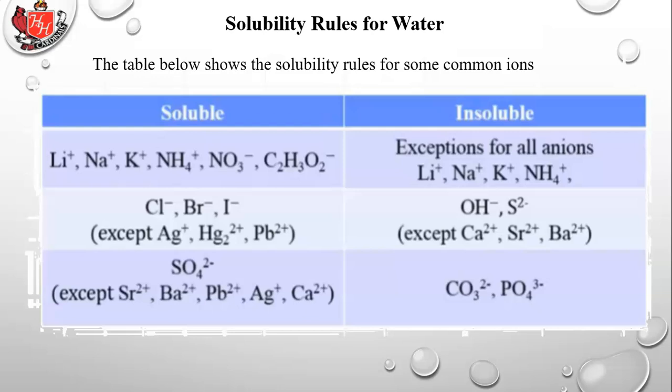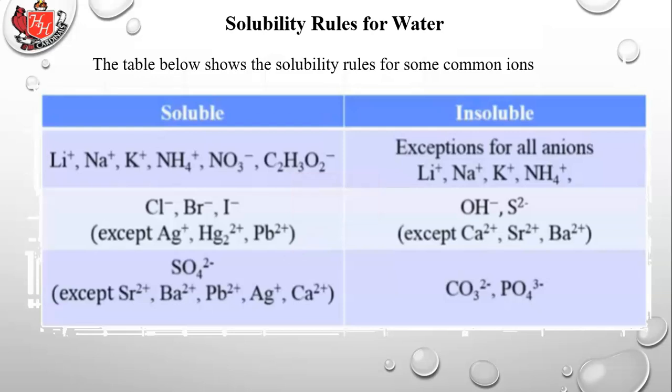Down below, you see three elements: chloride, bromide, and iodide. They dissolve with anything they're attached to with three exceptions: silver, mercury, and lead. Below that, you see sulfate. That will dissolve with anything it's attached to except the five that you see in the exceptions: strontium, barium, lead, silver, and calcium.